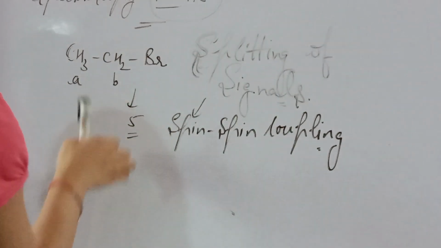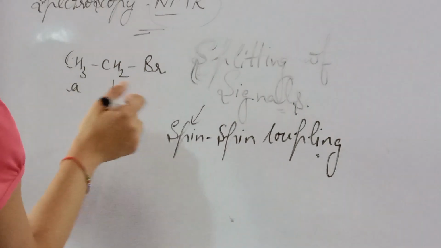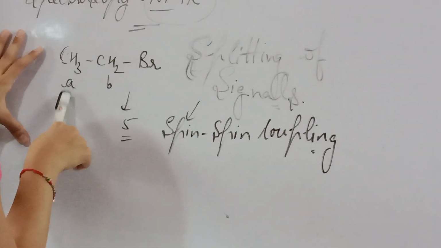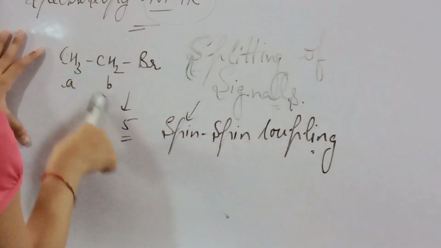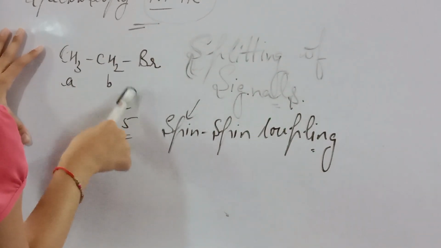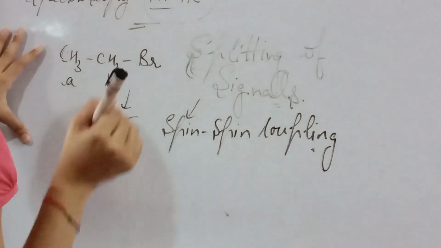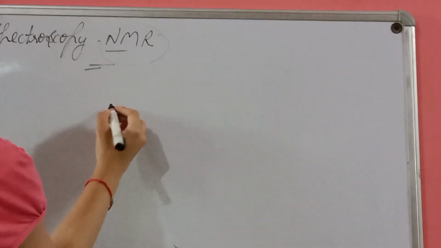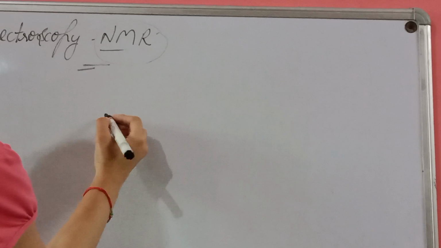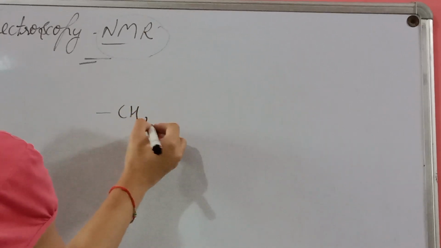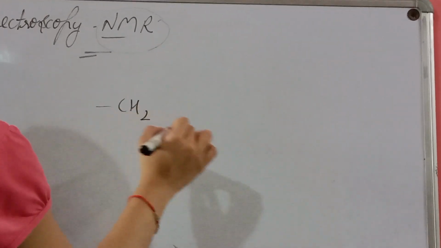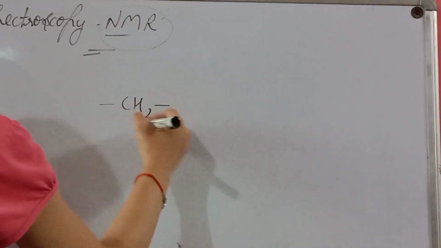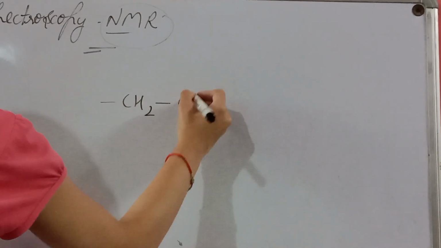This is due to the interaction of the A type of protons with the B type of protons and simultaneously vice versa. The splitting of PMR signals has been found to depend upon the environment of the absorbing proton with respect to the protons on the adjacent atom. Let us take an example of this group, CH2CH.